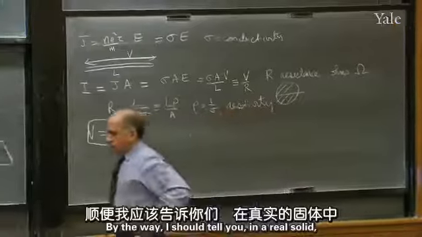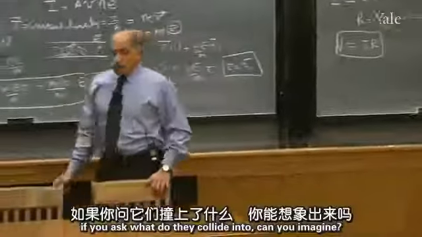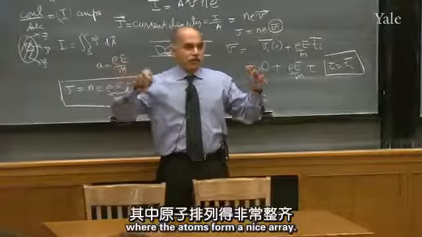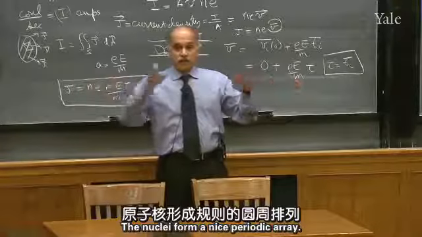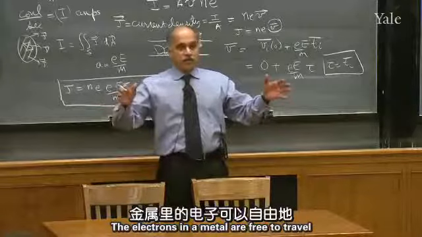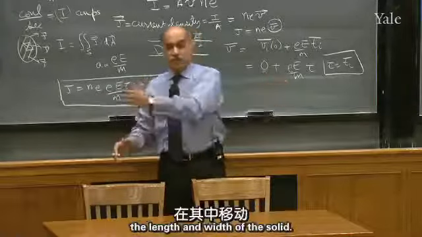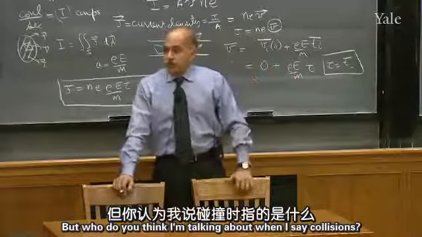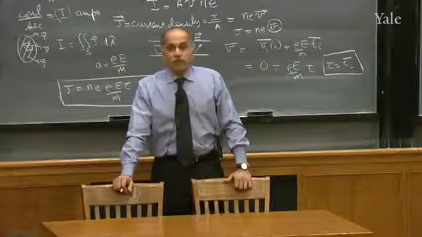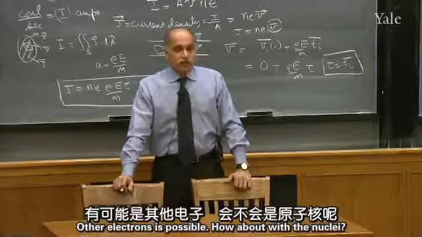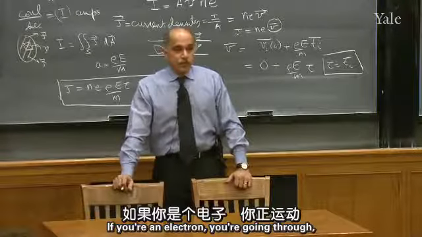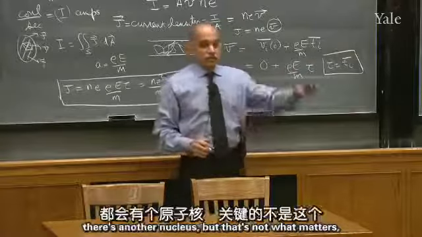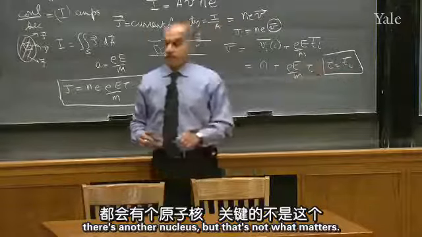By the way, in a real solid, if you ask what they collide into, can you have a mental picture of a solid where the nuclei form a nice periodic array, and the electrons in a metal are free to travel the length and width of the solid? But who do you think I'm talking about when I say collisions? Other electrons is possible. How about the nuclei? If you're an electron going through, you see nuclei every, whatever, 10 to the minus 8 centimeters. That's another nucleus. But that's not what matters.